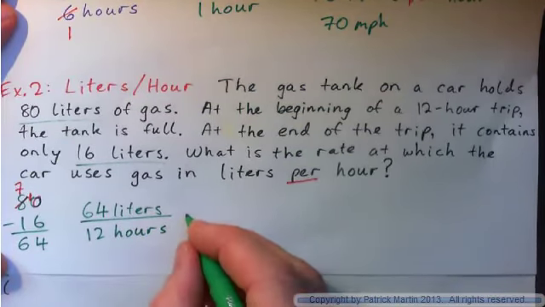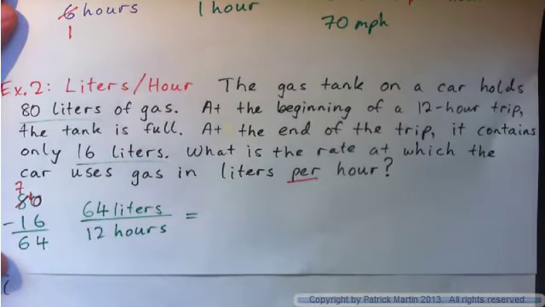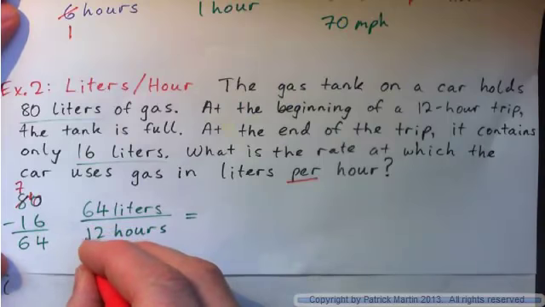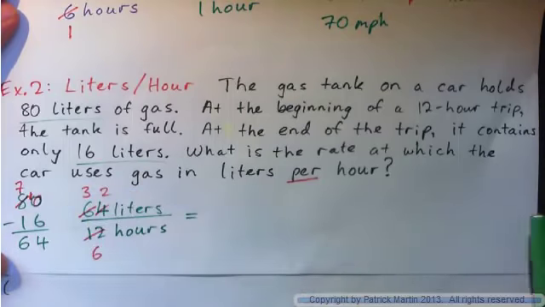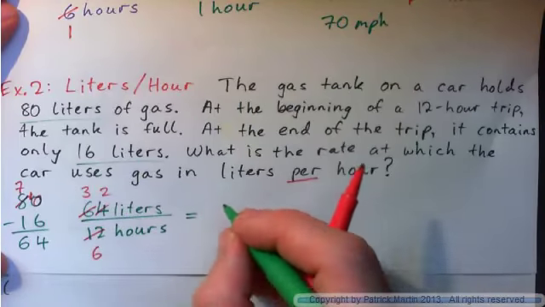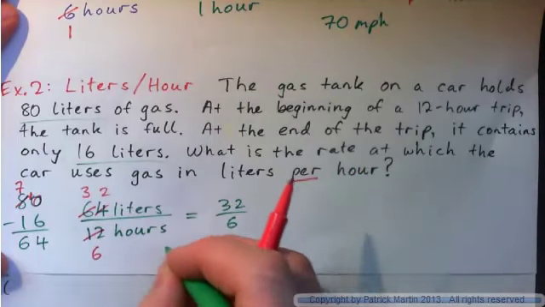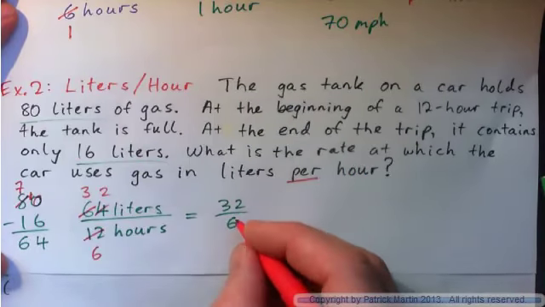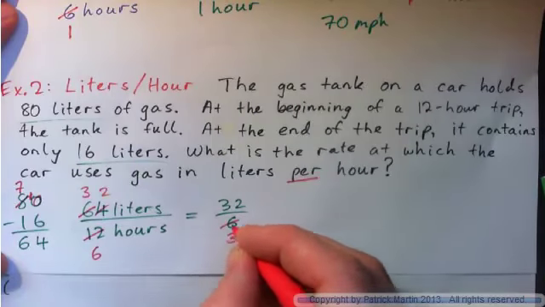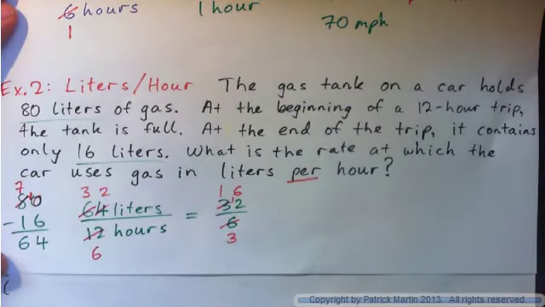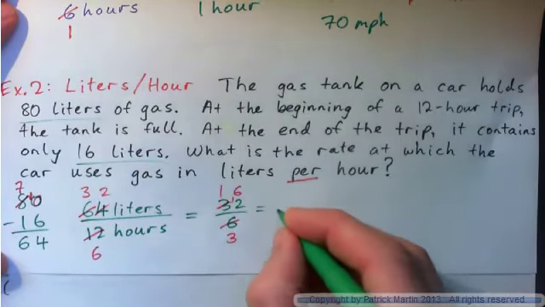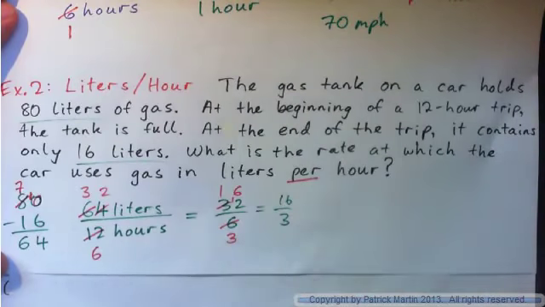Okay, so we put this in lowest terms. They're both even numbers, so 2 into 12 goes 6 times, 2 into 6 goes 3 times, 2 into 4 goes twice. So this gives me 32 liters over 6 hours. I'm just going to write that 32 over 6. They're both even numbers again, so 2 into 32 goes 16 times, 2 into 6 goes 3 times. So I got 16 over 3. So that's 16 liters for every 3 hours.